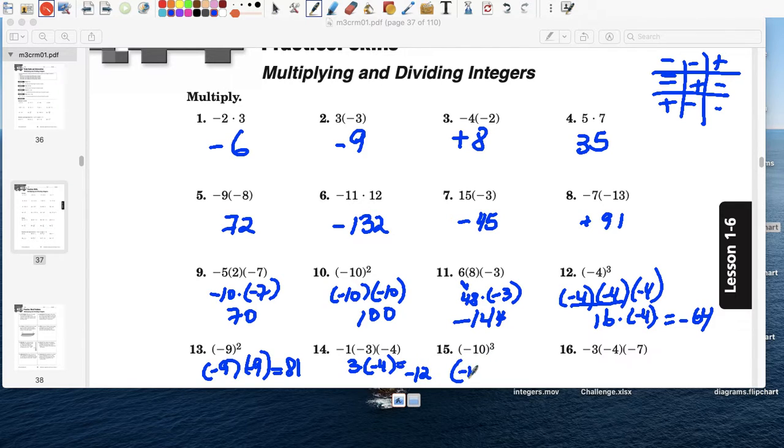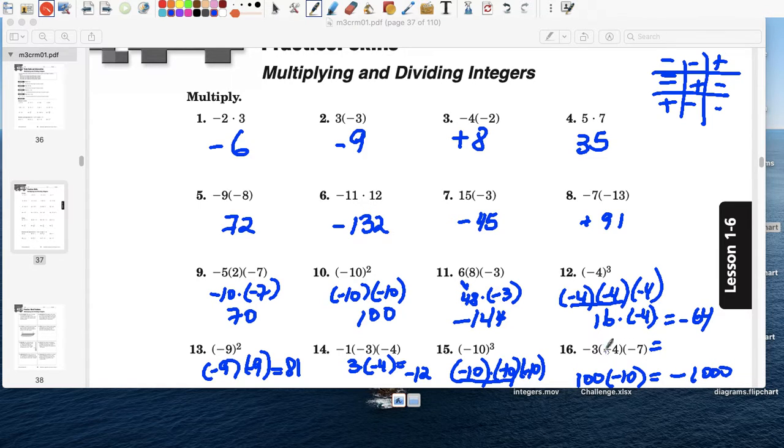Negative 10 to the third power is negative 10 times negative 10 times negative 10. Negative times a negative is a positive. 10 times 10 is 100. And then times negative 10. Well, positive times a negative is a negative, and 100 times 10 is 1,000.